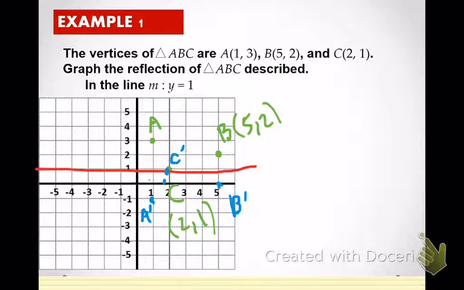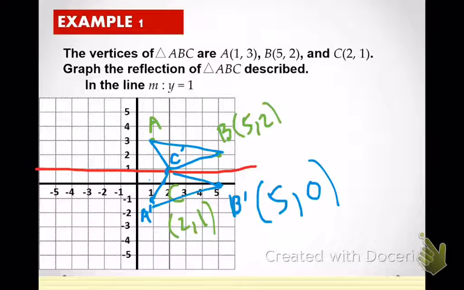Right? So the original triangle looked like this. The resultant triangle looks like that. It's reflected across that line. Now notice, I didn't just change the sign on my y value because the line was not y equals 0. It was y equals 1. So this new value for B is still 5 over, but it's 0. So it goes from 2 to 0. But you can do that by looking at the graph and seeing where the point is.